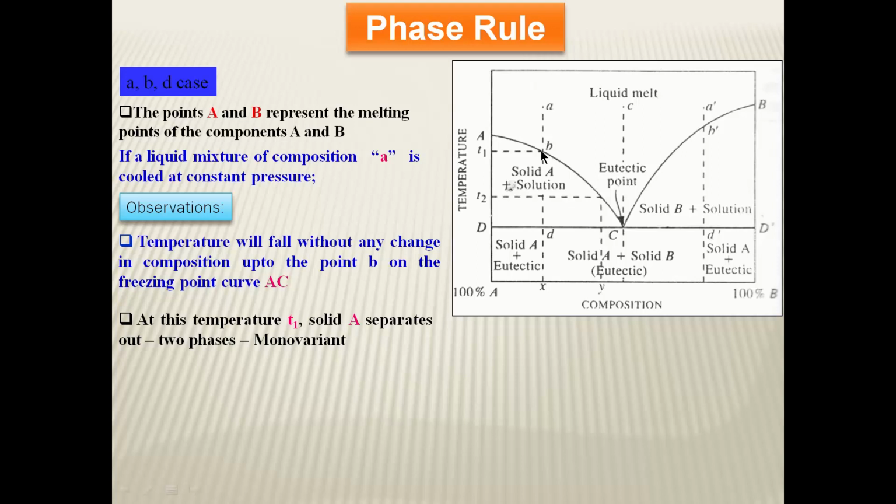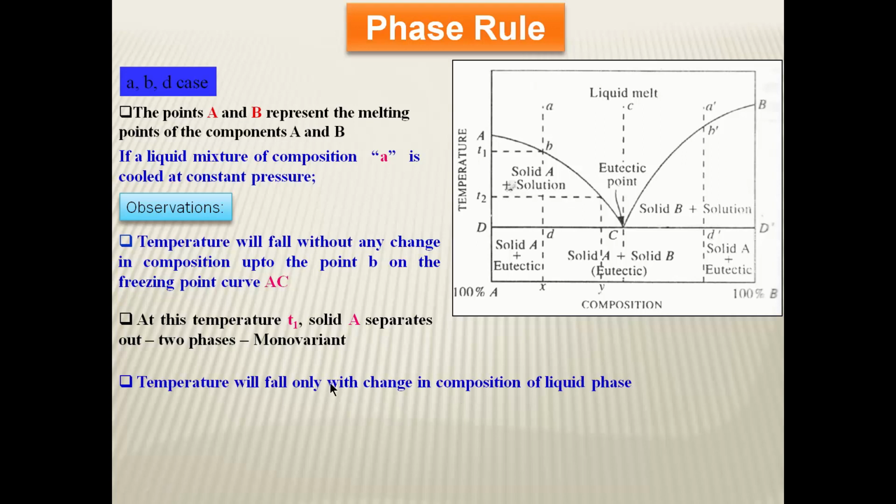And now what do you have? Now at point B, when solid A has started separating out, you have a liquid solution having both components A and B, and solid A. That means you have now two phases. One phase is composed of solid A and the other phase is composed of miscible liquid that has both A and B. If you calculate the degree of freedom for that, it comes out to be monovariant.